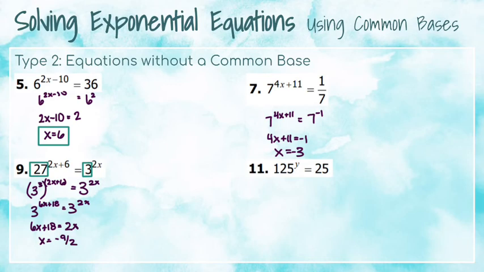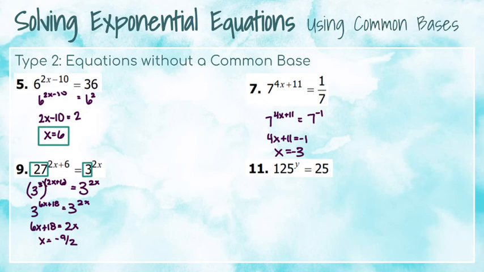And the last problem I'm going to do with you is number 11. And with number 11, we want to try to decide what base we can use. So your first instinct might be to use 25 as a base because it's the smaller number. And typically, the way we've been doing this, the smaller number is the base. But 25 squared is a big number.